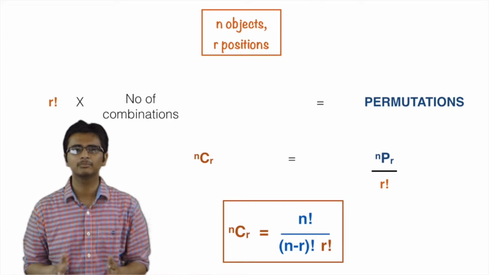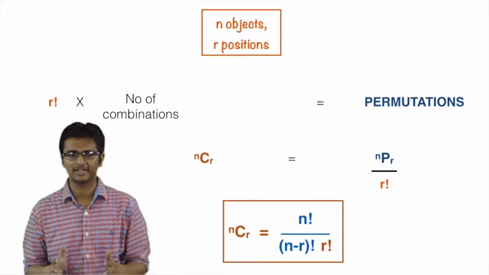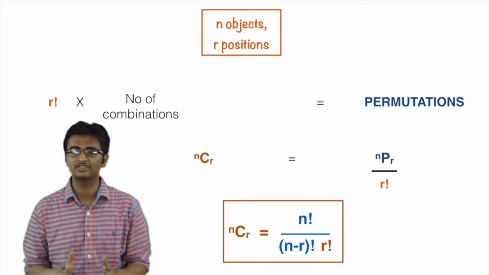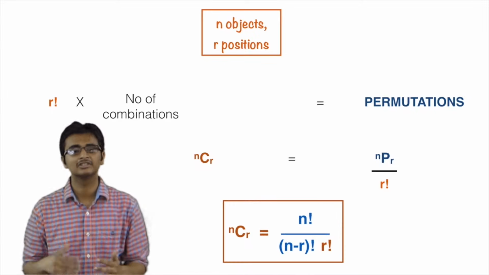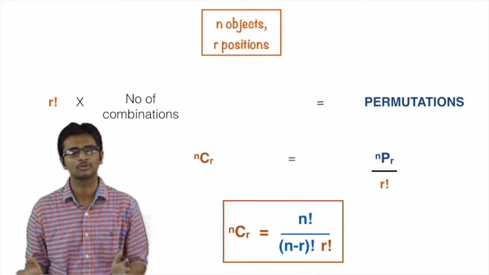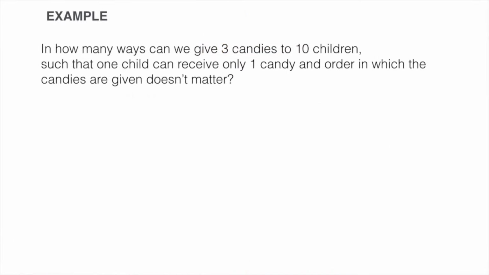It says the number of ways I can choose r objects from n objects is given by n factorial divided by (n minus r) factorial times r factorial. This result is the most important result of this entire chapter. We will be using this again and again to solve almost all kinds of problems. Let's look at an example that uses this result.